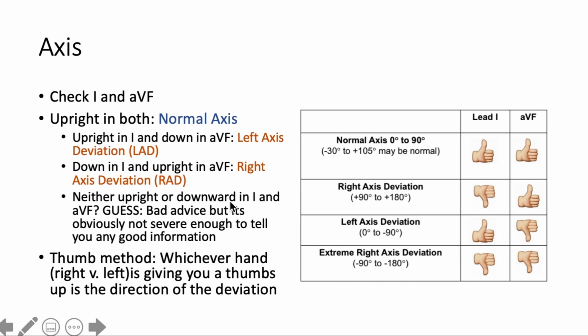Now, there may be some circumstances in your book or in your class where they tell you, oh, if one's isoelectric, then you have to do these calculations to determine whether it's a right or left axis deviation. To be honest, if it's neither up or down, it's kind of right in the middle, I would just guess, or that's terrible advice, I know. You can learn the calculation method. However, if it's not severe enough to show you on the EKG that it's for sure right axis or left axis deviation, then it's likely not going to give you any good information at all anyways. Clinically, it's really not going to help you. So I would prefer to just look at those kind of obvious cases of left and right axis deviation.